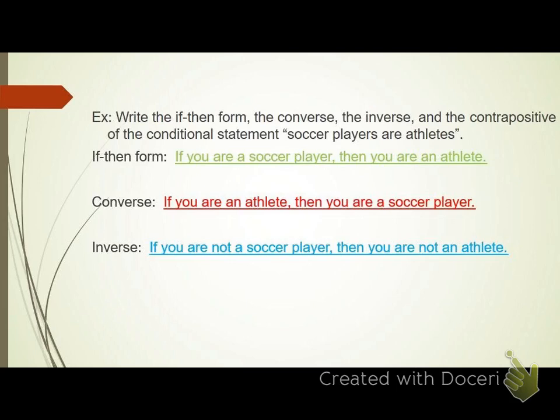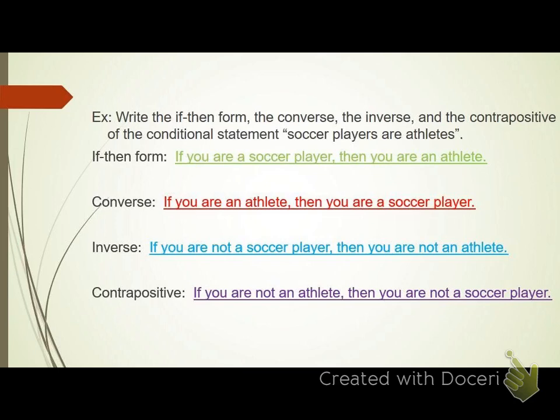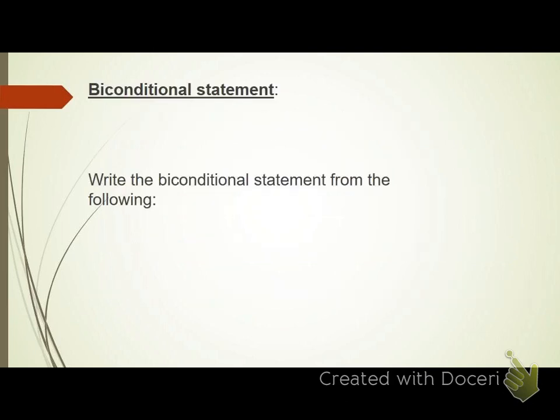The contrapositive should look like this. Take the converse and negate it. If you are not an athlete, then you are not a soccer player. Okay? And that's true enough, I think. It would be very difficult to play soccer if you were not an athlete. All right? All right. Hopefully that makes enough sense.